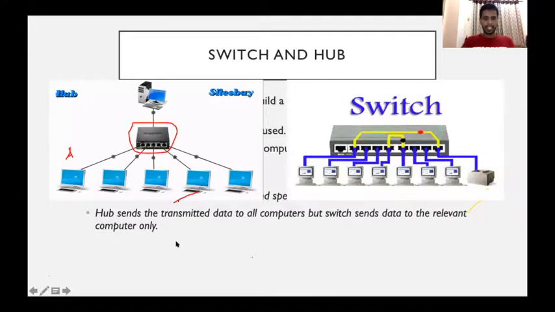And see the switch. What is the switch doing? This one is sending the data, and it goes exactly to that computer, and this one is sending data that goes exactly to this computer. So this is why we say the switch is a very intelligent device.